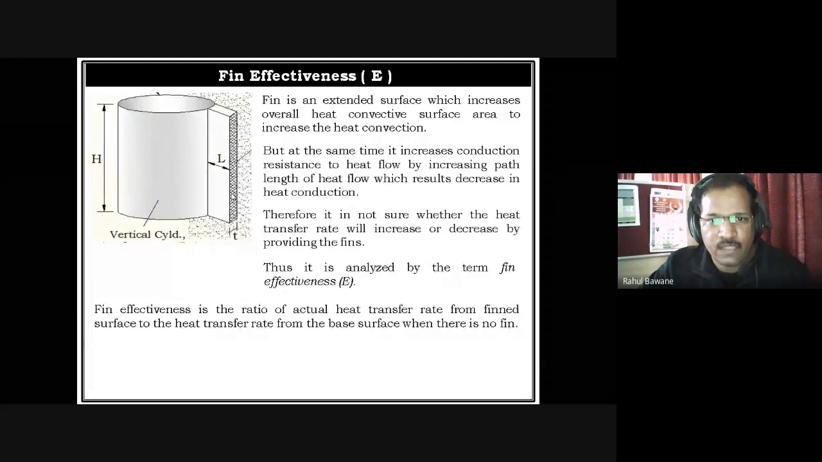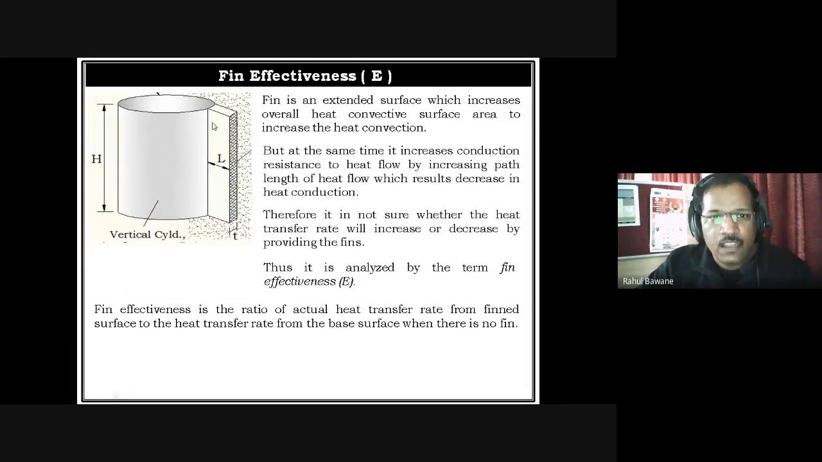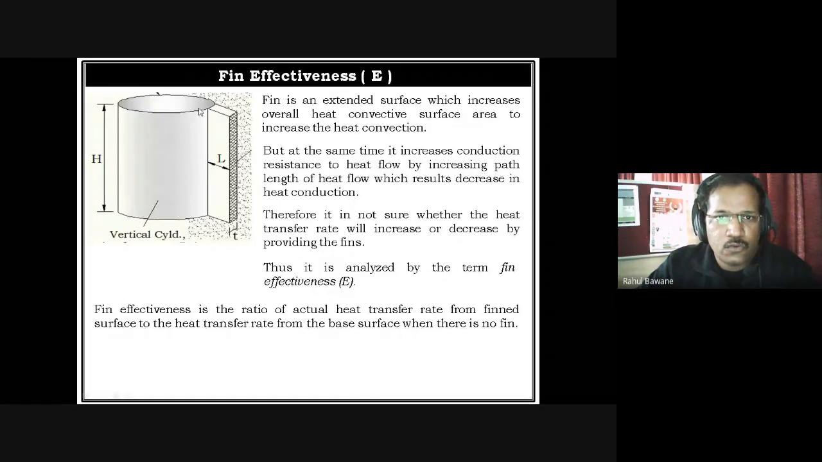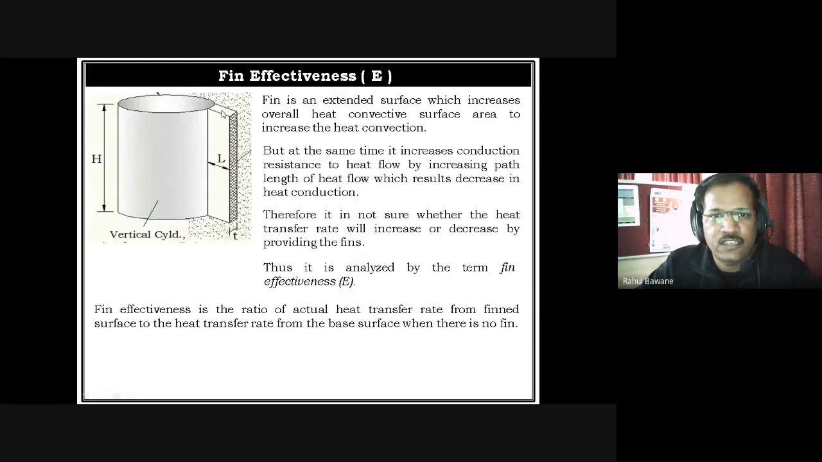Correct? If I attach a number of fins very closely to each other, and when I measure or calculate the heat transfer rate, I find that without fins the heat transfer rate was better, more. Even though I apply a number of fins, the heat transfer rate is reduced because conduction resistance is a lot. At that time we can say that the effectiveness value is negative. That means applying fins is not working at all.